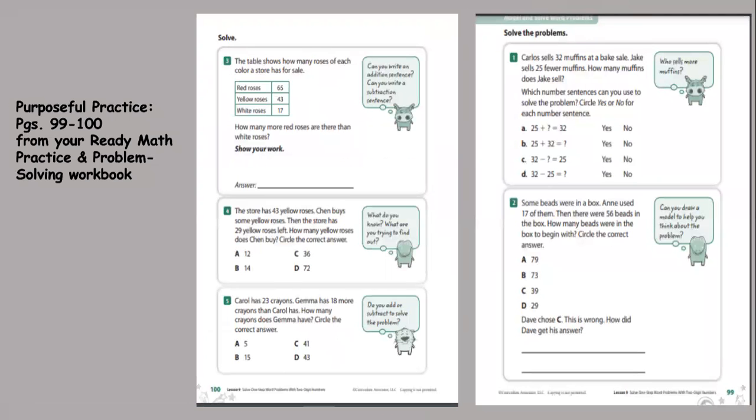And then your independent work today, your purposeful practice, are pages 99 and 100 from your Ready Math Practice and Problem Solving workbook. That is the one with the piles. It's like notebook paper, graph paper with the cute little animals on the front. And then on the inside, the pages have mostly green and no other colors.